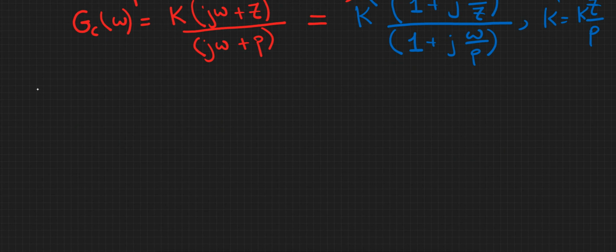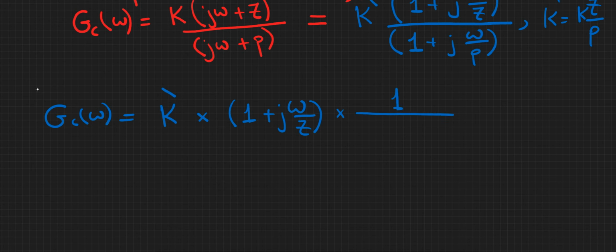But yeah, it will become clear now why we did this step. Okay, so now we can observe that our controller transfer function is the multiplication of three terms. So we have this gain term multiplied by this term, which is coming from the zero, and then it's multiplied by 1 over the third term, which is coming from the pole.